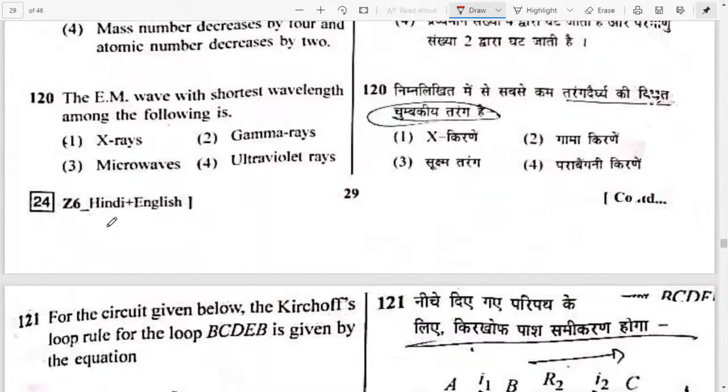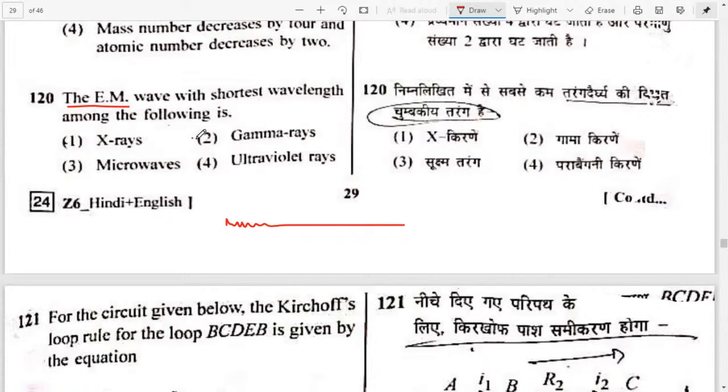Next, question number 120. The electromagnetic wave with the shortest wavelength among the following is. So it is the second question from electromagnetic waves, right? Among X-rays, gamma rays, microwaves, or UV rays, which is going to have the shortest wavelength? So when you write the EM wavelengths, gamma rays are the shortest waves, right?